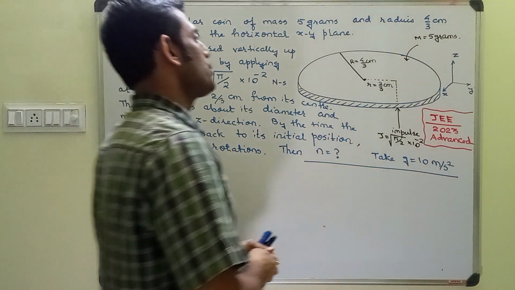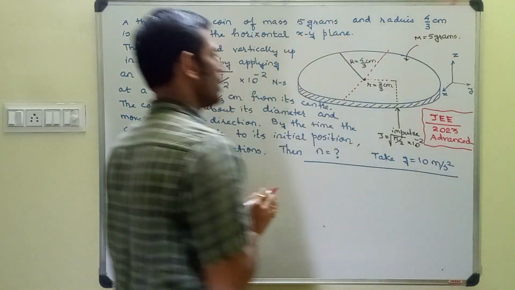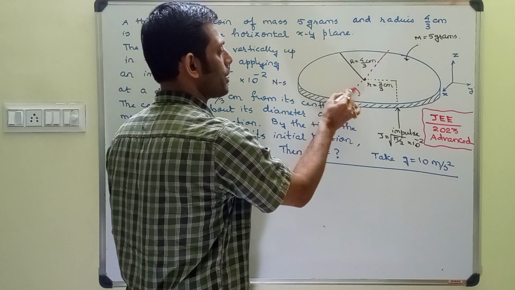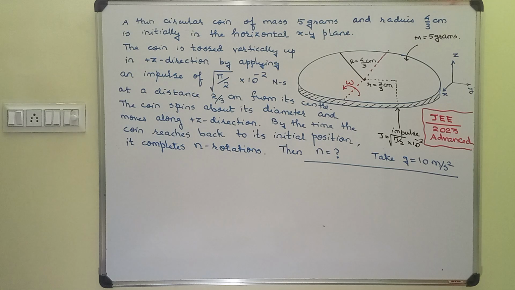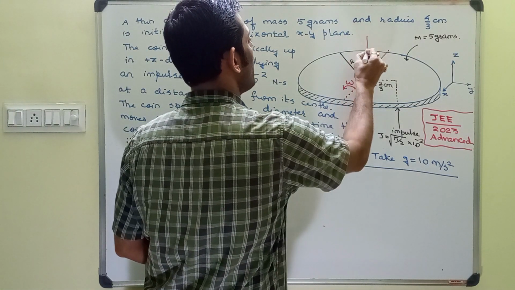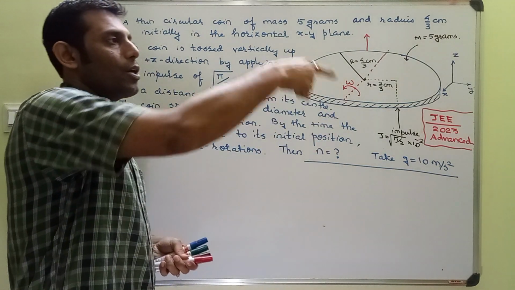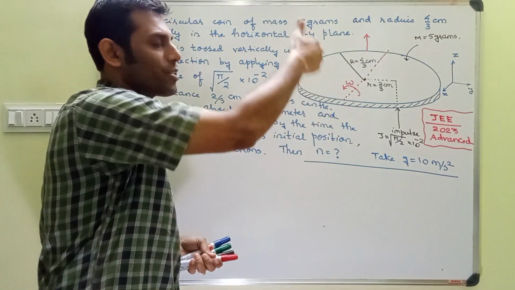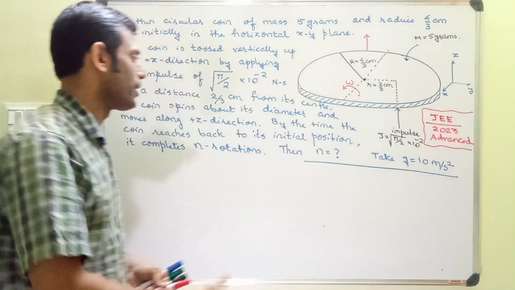Now see, the coin spins about its diameter. Now the diameter is, let's say, this one. It rotates about this, that is, this is the omega that we are going to apply about this axis. And moves along the plus z direction, and that means it simultaneously has a vertically up motion as well. As it rotates, it translates. Rotational motion and translational motion both are going to apply in this question.